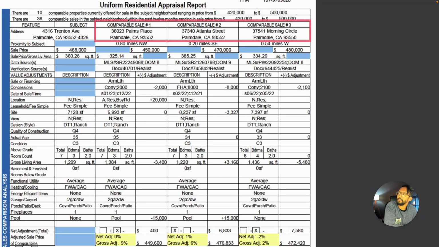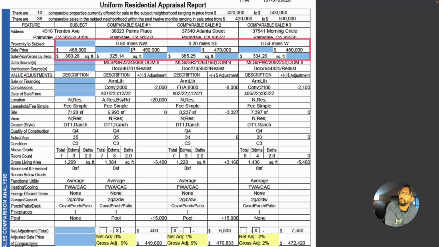You'll see where it says comparable sale number 1, 2, and 3, and you'll notice that appraisers are going to use 3 comps. They're going to use 3 main properties to justify the value of whatever they come up with. So we have 3 properties. You'll notice that they're all in the city of Palmdale. We're using sales that are in that exact city.